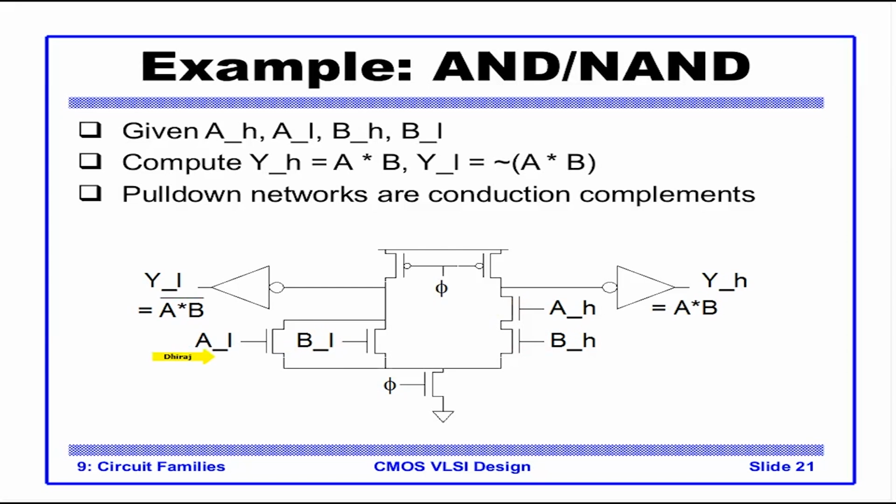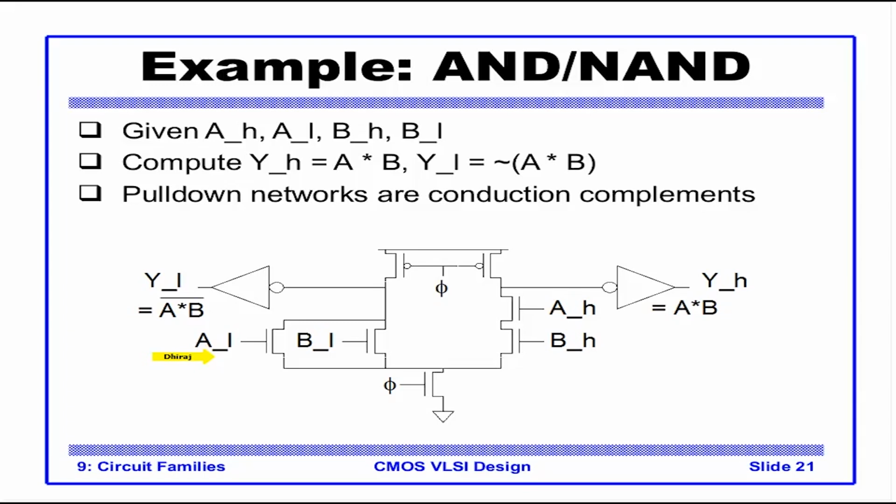So the pull down network on the left hand side is A invert plus B invert, and the complete invert of that. So it becomes A into B using De Morgan's theorem. It goes to an inverter, becomes A into B bar. So it becomes an AND function.